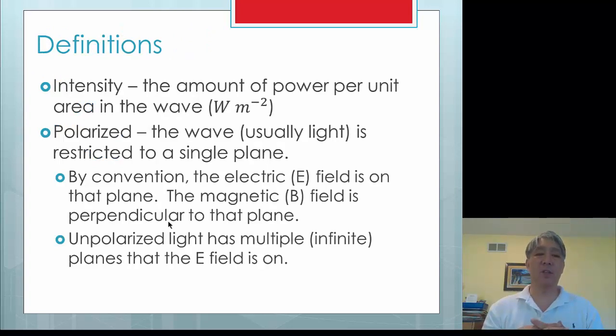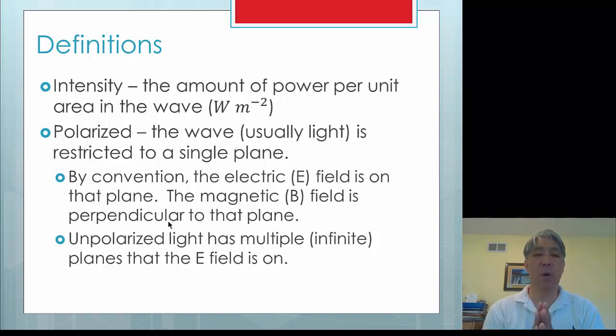Okay, a couple of definitions first. The first definition is intensity. The intensity of a wave is the amount of power per unit area in the wave. So the more power I have in it, the more intense the wave happens to be. The closer I am to the source, the less area all that energy is located in. And as I go farther and farther out, there's less power, only because that power is distributed over a greater area.